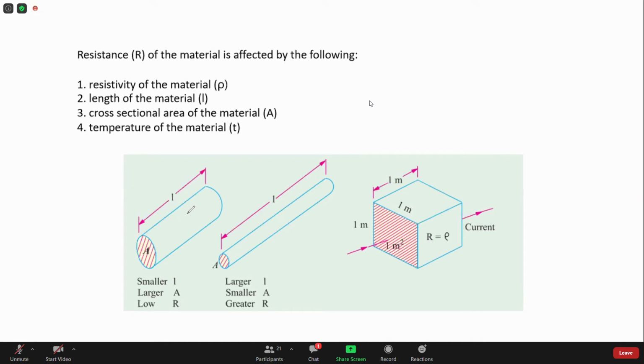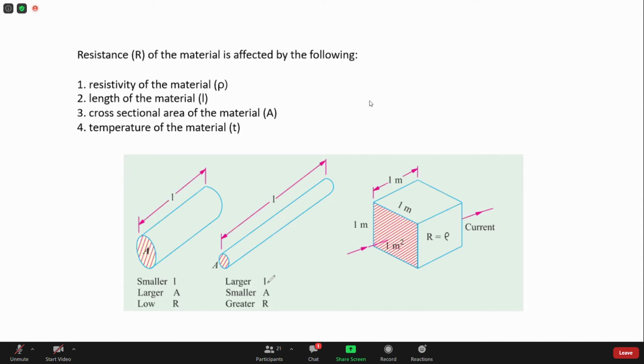Okay. Then the fourth parameter is the temperature of the material. So this is also a very important aspect in electrical systems, identification of the temperature in the material. So this has smaller length, larger area, so that the result is higher resistance.